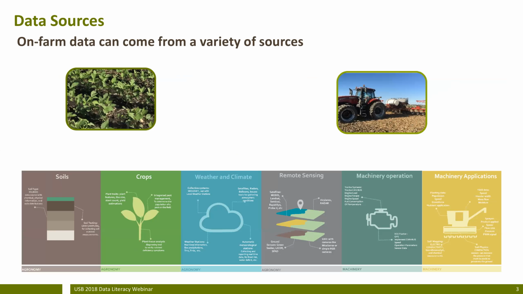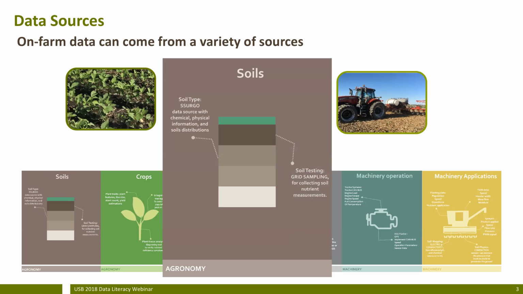So when farmers decide, I would like to use the information to take decisions, they will be facing this situation. They will be facing a situation where on-farm data comes from different types of sources. From our soils, as an example, we can have information on soil type from SSURGO, publicly available, or grid sampling on-farm generated by collecting samples from the soils.